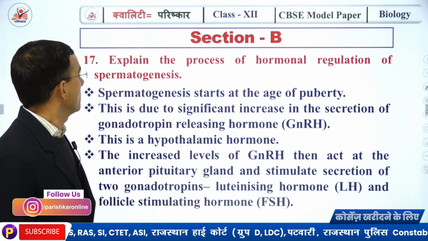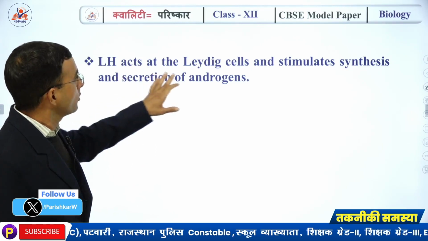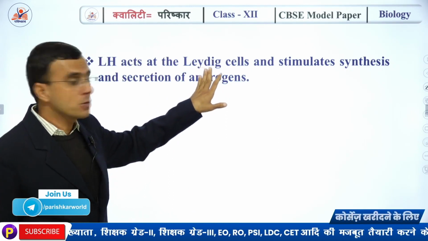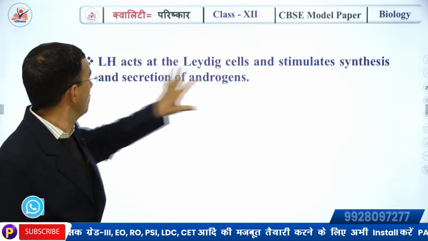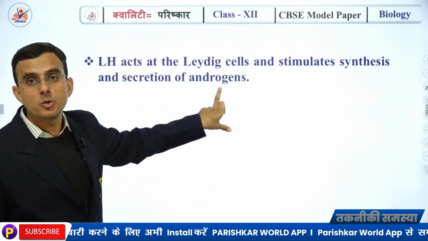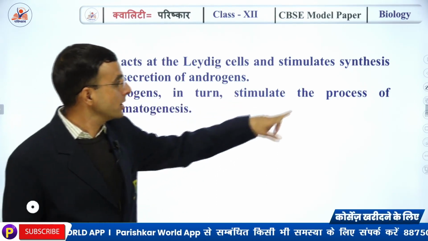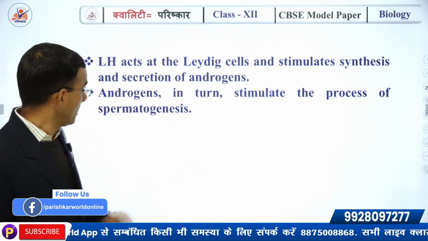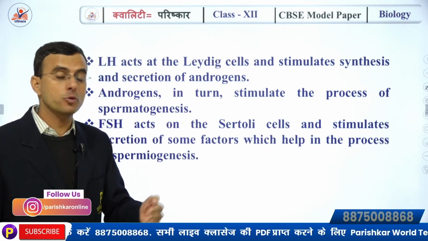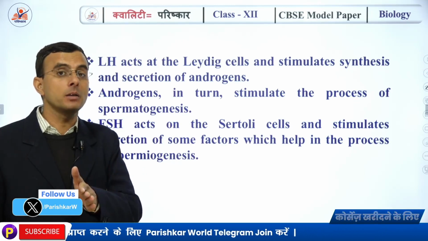Now look at LH, luteinizing hormone. It acts on the Leydig cells which are present in the testis. These Leydig cells are stimulated and secrete hormones known as androgens. Androgens in turn stimulate the process of spermatogenesis, and they further act on the different cells, so they are able to develop mature sperm in the testis.